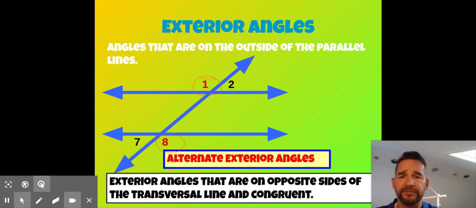Okay, I'll give you a moment to get down that definition before we look at another set of angle relationships.